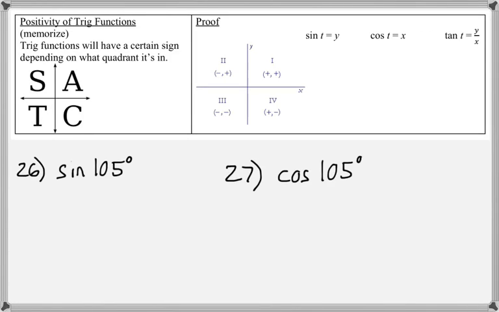Our next topic is the positivity of trig functions. Trig functions will have a certain sign depending on what quadrant they're in. All the trig functions are positive in quadrant 1. Sine is positive in quadrant 2. Tangent is positive in quadrant 3. And cosine is positive in quadrant 4.